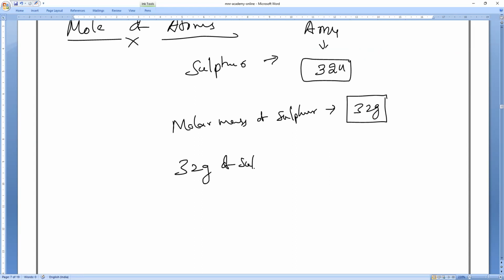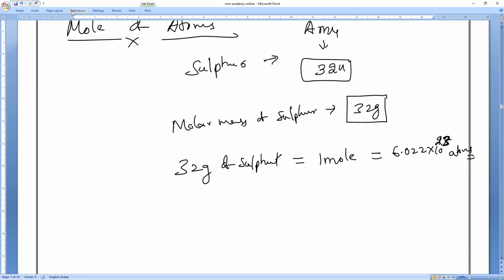32 grams of sulfur is equal to 1 mole, which is equal to 6.022 into 10 power 23 atoms. So now you tell me, what is your doubt?